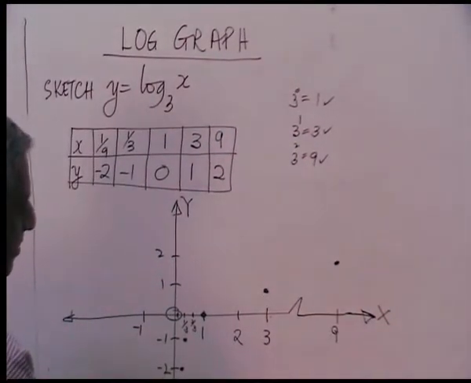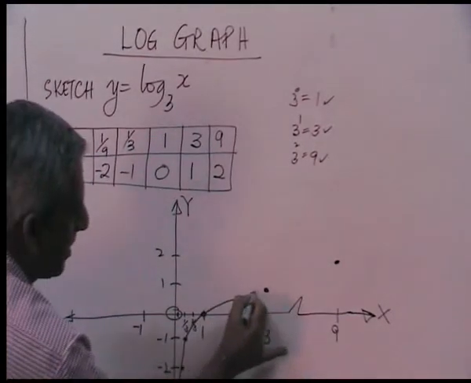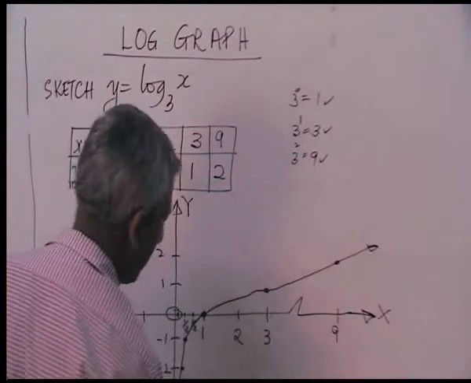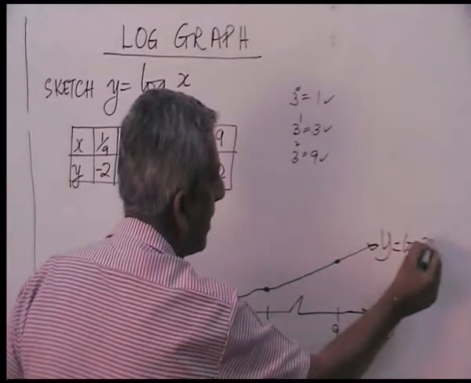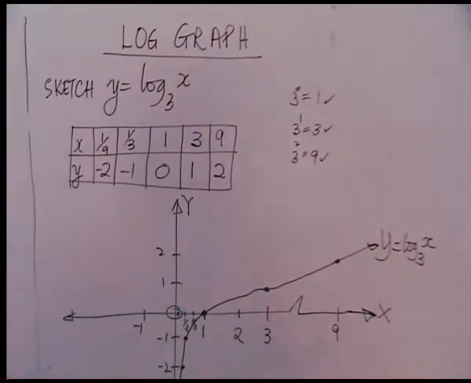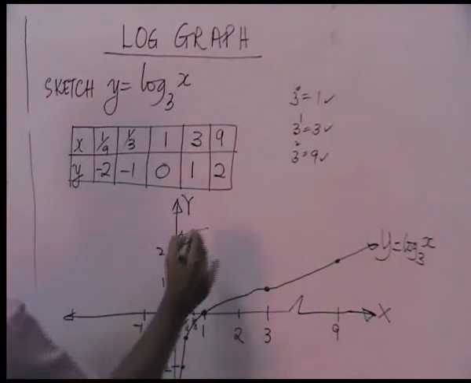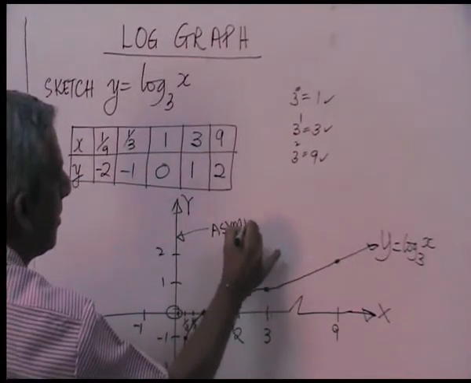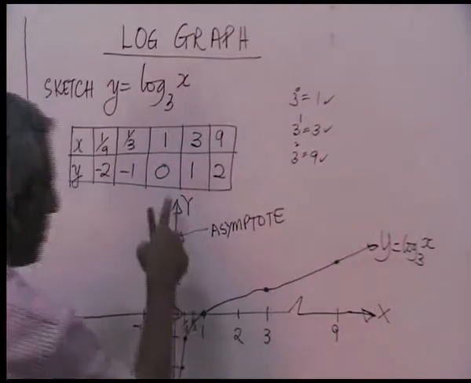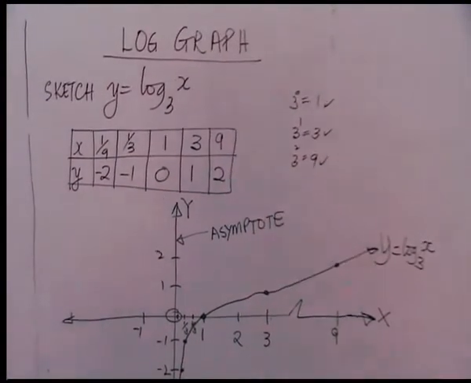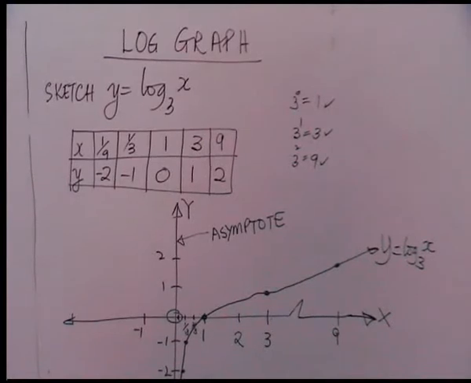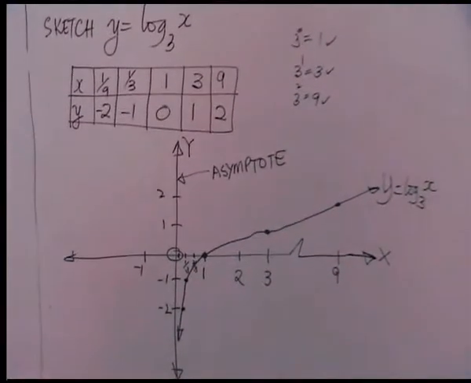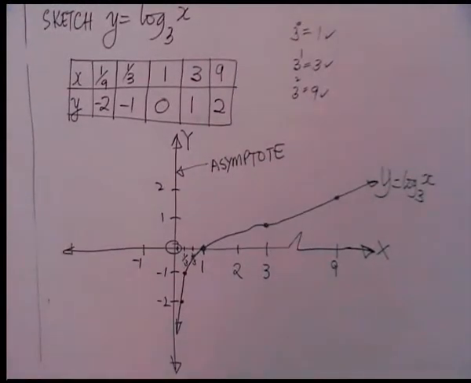Once again, you can see the shape from here, up here. And that is y is equal to log of x to the base 3. So what happens now? This graph will never touch the y-axis. So the y-axis becomes an asymptote. That means that log graph will come nearer and nearer the y-axis, but it will not touch the y-axis. And therefore, the y-axis is an asymptote.